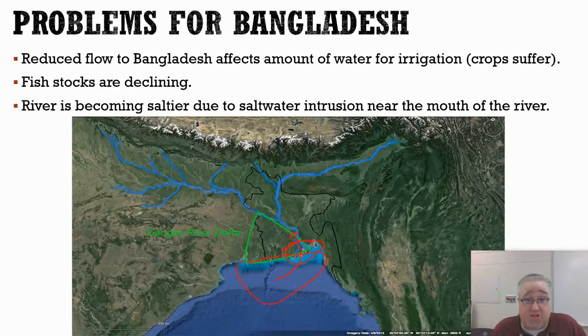So there's more saltwater intrusion moving up the mouth of that river than there ever has been before, and it's all because of what India decided to do with the water.